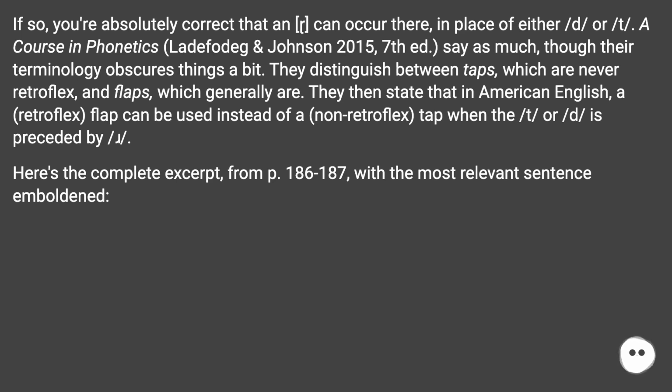They distinguish between taps, which are never retroflex, and flaps, which generally are. They then state that in American English, a retroflex flap can be used instead of a non-retroflex tap when the T or D is preceded by an R-colored vowel. Here's the complete excerpt, from pages 186 to 187, with the most relevant sentence emboldened.